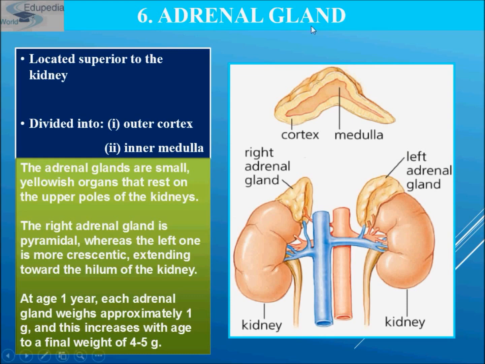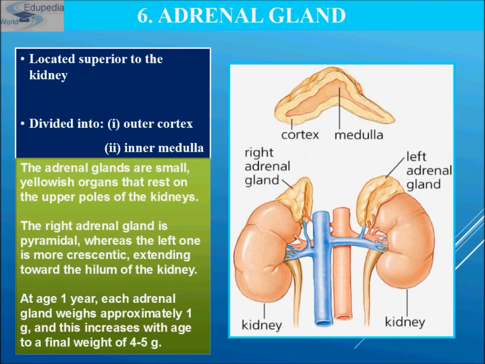Students, adrenal gland is also known as suprarenal gland. Why is it called as suprarenal gland? Students, renal means kidney and supra means that it is located superior to the kidney. As you can see, I have jotted down a point that it is located superior to the kidney. That's why its name is also suprarenal gland. So don't get confused when I say adrenal gland or suprarenal gland, they both are same. Okay.